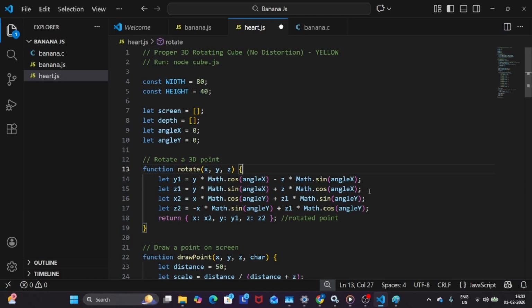Now why do we use sin and cos? Sin and cos allow us to move points in a circular path around an axis. For example, I'm going to take a Rubik's cube. First let's go to our Rubik's cube.